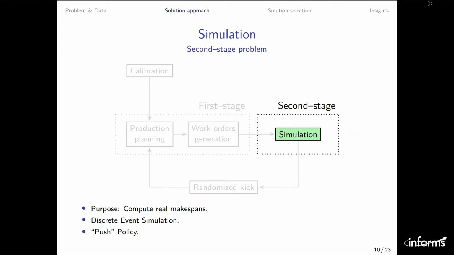In simulation, we compute the real makespans of the first stage solution by executing a discrete event simulation model. This model receives a list of work orders and processes them according to the company's constraints. The model yields makespans, demand coverage, and utilization rates. For filling and emptying bins in pre-finish and packaging operations, we decided to use a more flexible policy than the standard FIFO, which we named push policy.